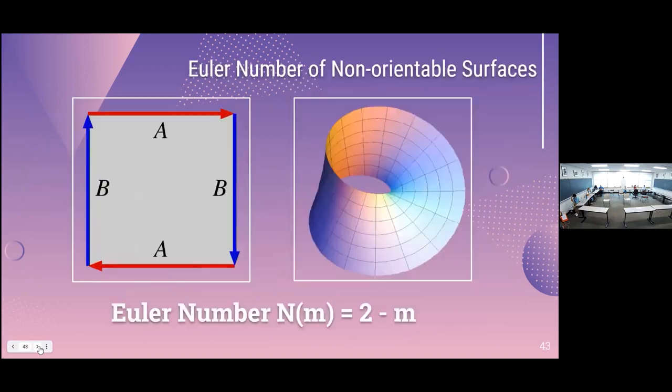So to summarize, the way we calculate the Euler number of a non-orientable surface turns out to be 2 minus the number of self-intersections of the surface, which I have given the variable n. So Euler number equals 2 minus n.